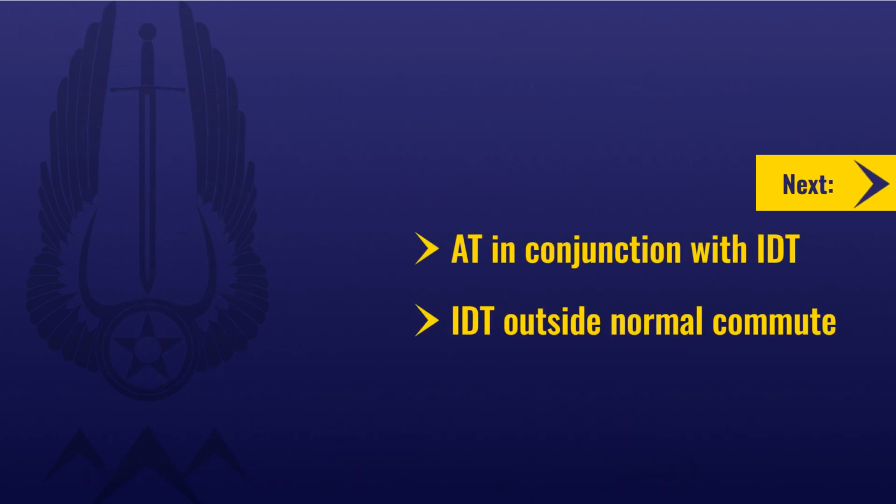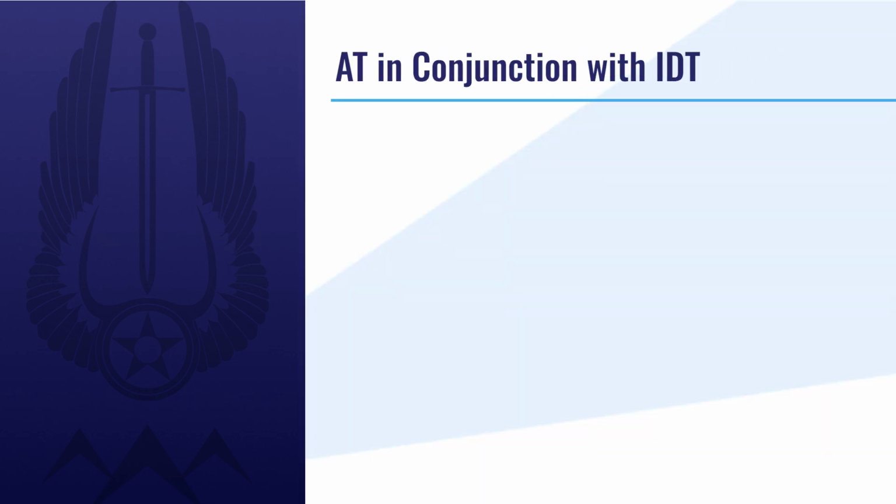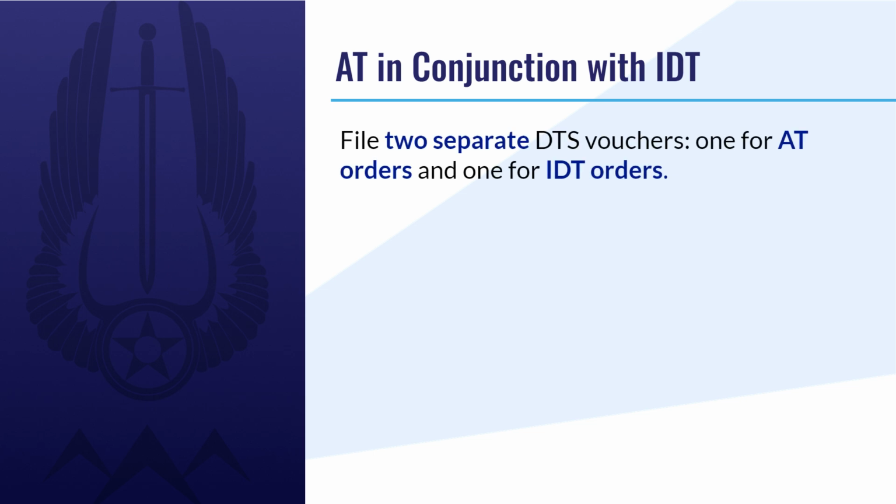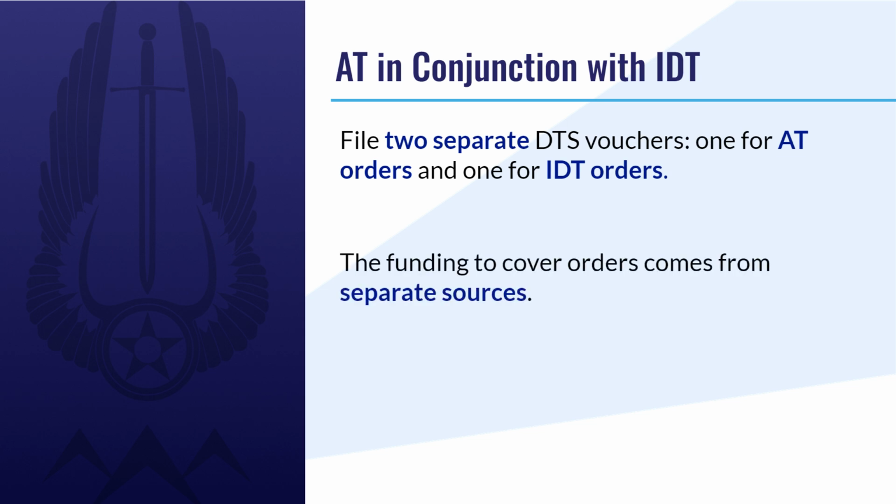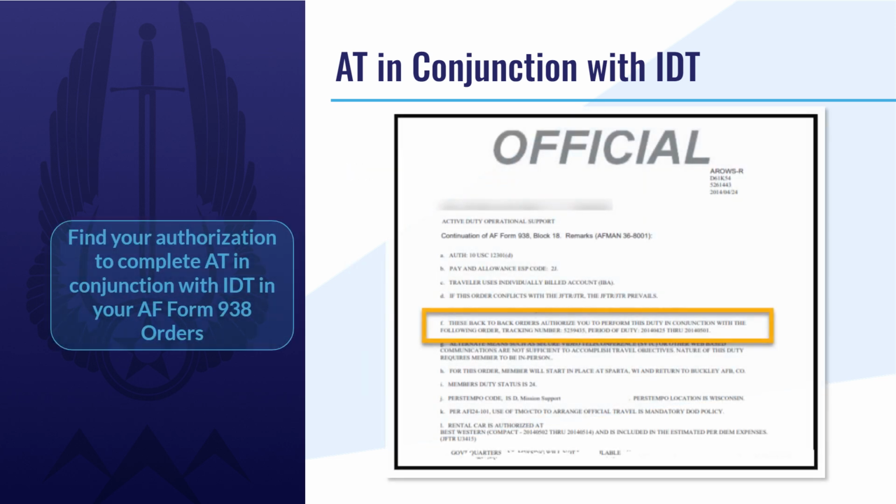Next, we'll cover some important information about AT in conjunction with IDT and IDT outside normal commute. Travel reimbursement for AT in conjunction with IDT orders requires you to file 2 separate travel vouchers. One for your AT orders, and the other for your IDT orders. This is because the funding to cover the AT portion of your orders and the IDT portion of your orders comes from separate sources. Page 2 of AF Form 938 further spells out travel authorizations.